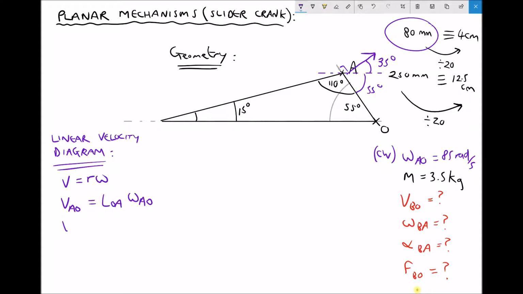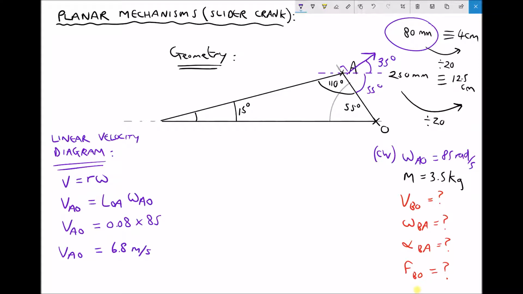So now we can input some values because VAO, the velocity we're trying to find, is the length of the linkage, 80 millimeters. Well, 80 divided by 1,000 is 0.08. And we need to multiply that by the original angular velocity of 85. Note that the angular velocity is already in radians per second, otherwise we would have needed to convert that to SI units. The velocity of A relative to O equals 6.8 meters per second because it's a linear velocity.